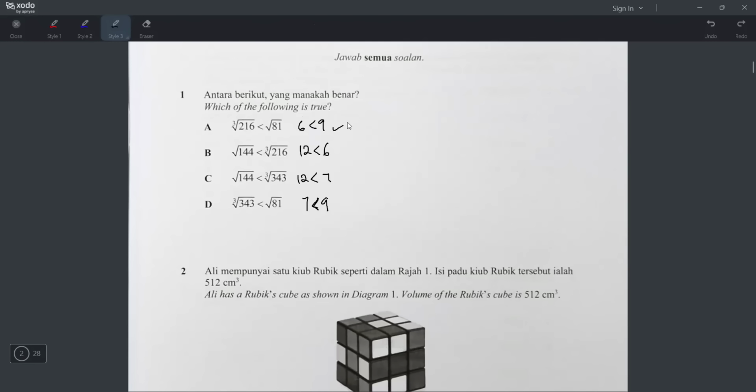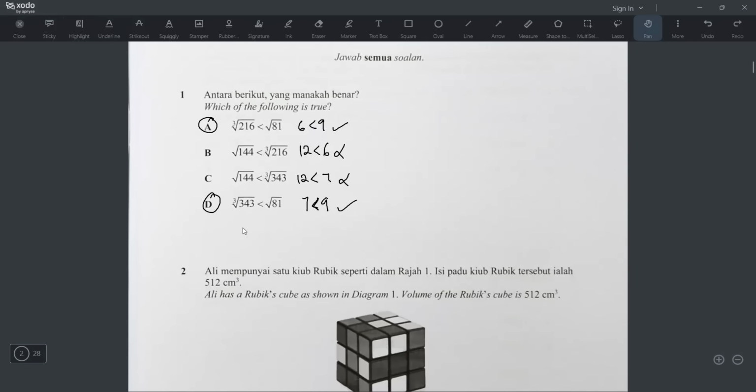6 smaller than 9, this is true. 12 smaller than 6, this is false. 12 smaller than 7, no. 12 is not smaller than 7. 7 is smaller than 9, yeah, this is true. So there's actually two answers, right? Yeah, A and D. So there's two answers for this question.